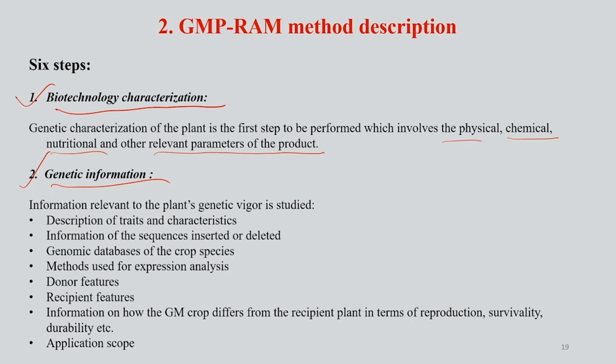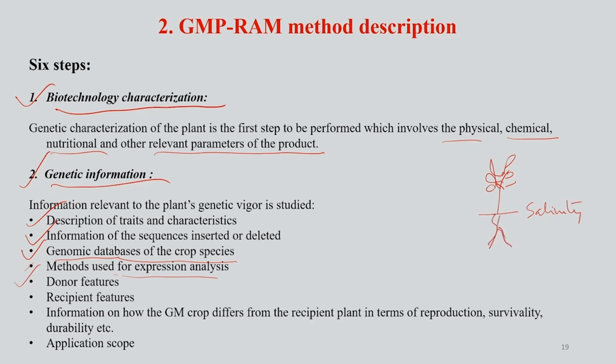What are the information that we look for? Description of traits and characteristics, information of the sequences inserted or deleted from the gene, genomic databases of the crop species, methods used for expression analysis, donor features, means from where you are getting that particular gene. Say, you might have read in articles or in media that in India, one organization has developed a rice plant which can actually tolerate salinity, right?